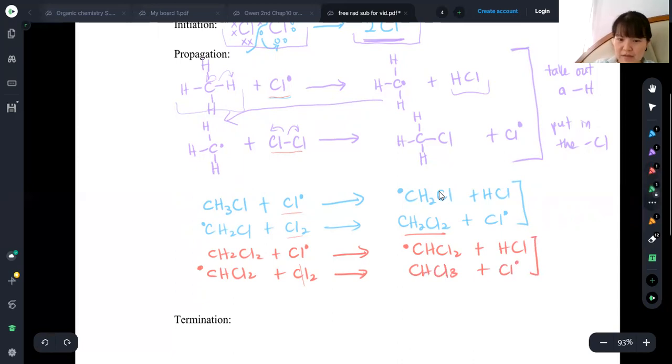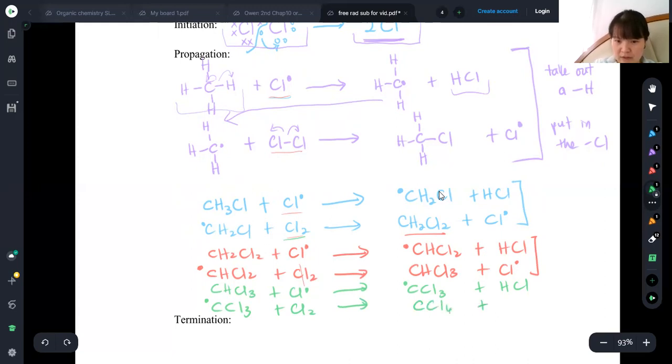Okay, and the last step, the last H to take out. Use a Cl dot to take that out. Now I'm left with no H. It went to the HCl. Bring that CCl3 down and react it with a Cl2 as usual. And put that Cl in, so I'll get a CCl4 now and the radical. Okay, when does this stop? Oh, okay, so now there's no more H to replace.